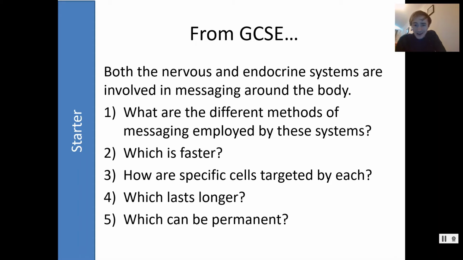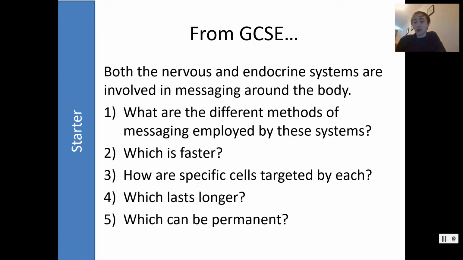Okay, hopefully you paused me. Hopefully, otherwise you won't have had very long. The different methods of messaging employed by the systems. Okay, so the nervous system is using electrical impulses that are along nerves to transport information around the body. The endocrine system is the hormone system, so it's using chemical hormones around the blood. Which is faster by an enormously long way? The nervous system is much faster.